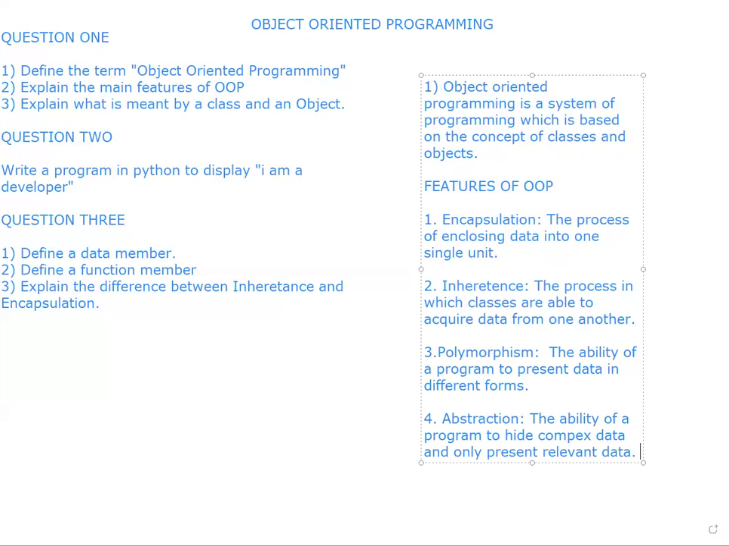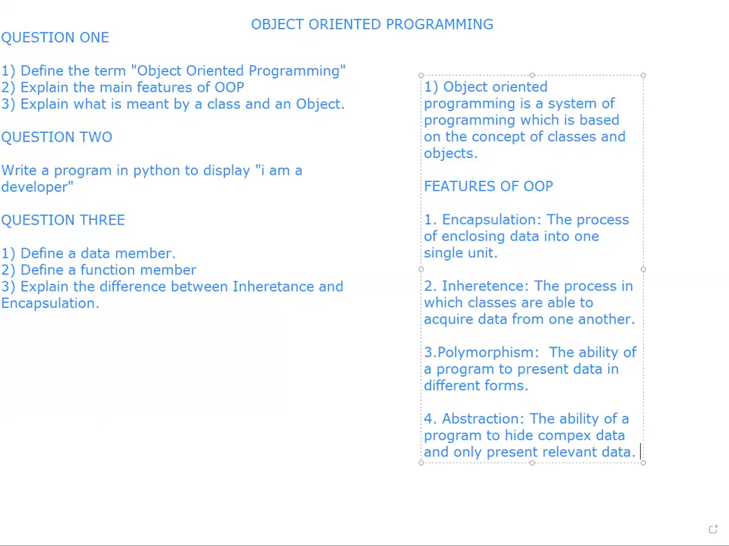You find that you've got a very big program with many different classes. But you can tell your program that I only need information from this class. So it will apply this method of abstraction in which it will say, okay, I've got 50 classes, but the user only wants information from this one class. This is what we call abstraction. So the ability of a program to hide complex data and only present relevant data is what we are referring to as abstraction.